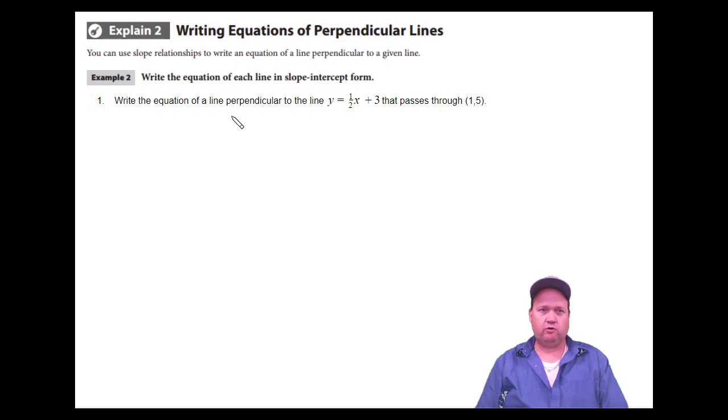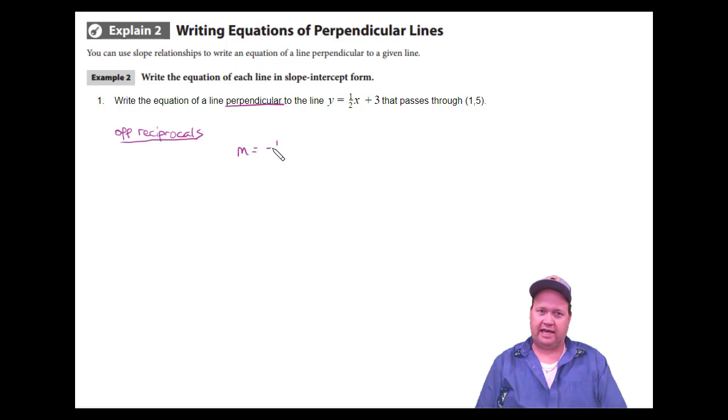We've written a couple of equations that dealt with parallel lines, so let's focus for a minute on perpendicular lines. Perpendicular slopes are opposite reciprocals. I want you to think about these two questions. One is, what's the slope of the line that we're looking at? And the slope of the line is 1/2.